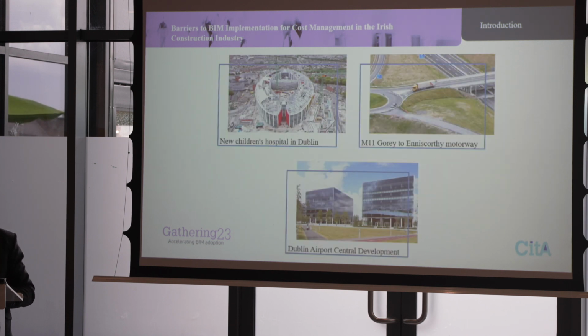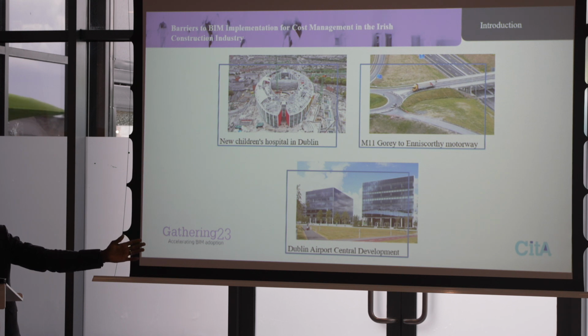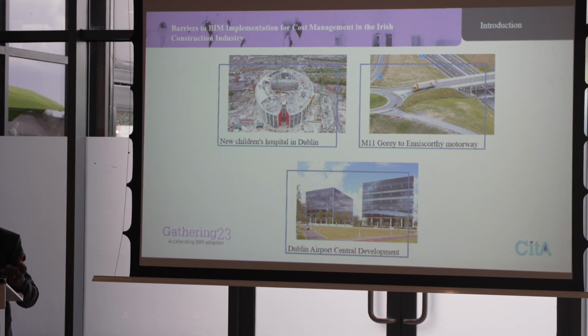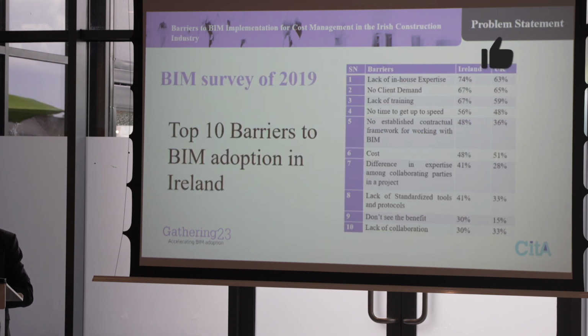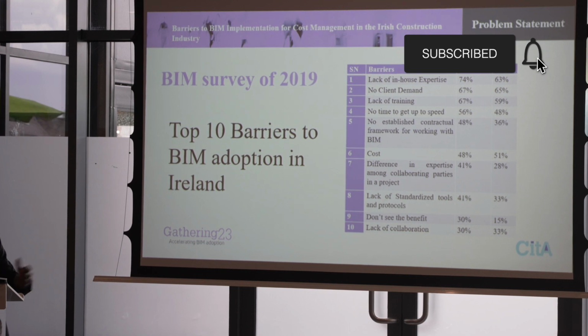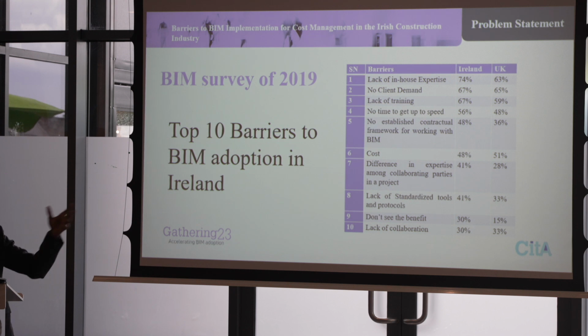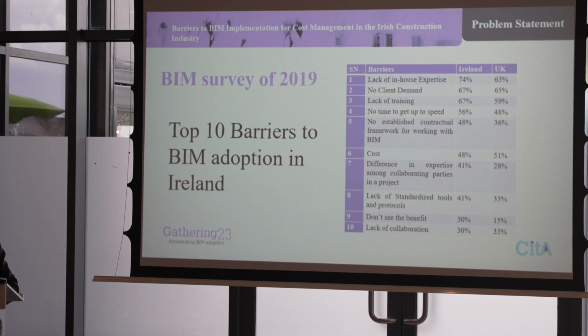In Ireland, there are relatively few projects that have utilized BIM in delivery, like the New Children's Hospital in Dublin, the M11 motorway, and the Dublin Airport Central Development. But the problem is that in 2019, CitA conducted a BIM survey and identified 10 major barriers that are hindering the adoption and implementation of BIM in Ireland.